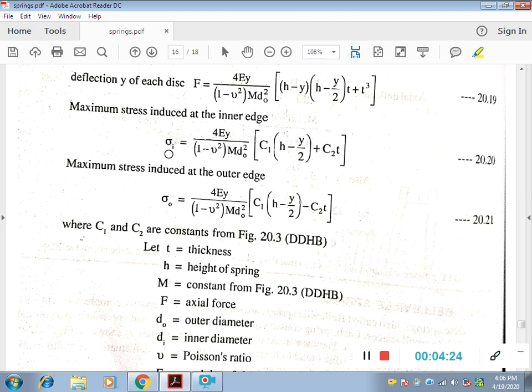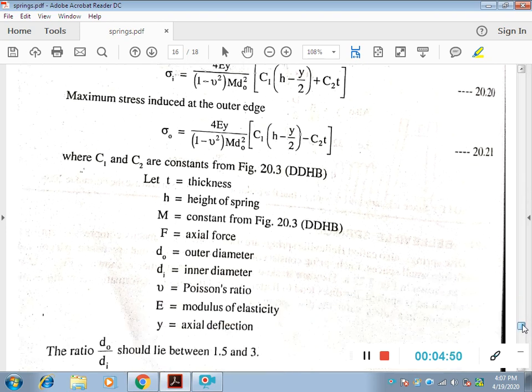That is sigma I. Sigma indicates stress, I indicates inner. So it will be denoted by sigma I. The formula is 4Ey over (1 minus Poisson's ratio square) M d naught square, times C1 (h minus y by 2) plus C2 h squared, equation number 20.20. Here E means Young's modulus, y means deflection, and M, C1 and C2 indicate the constants. These are the constants.